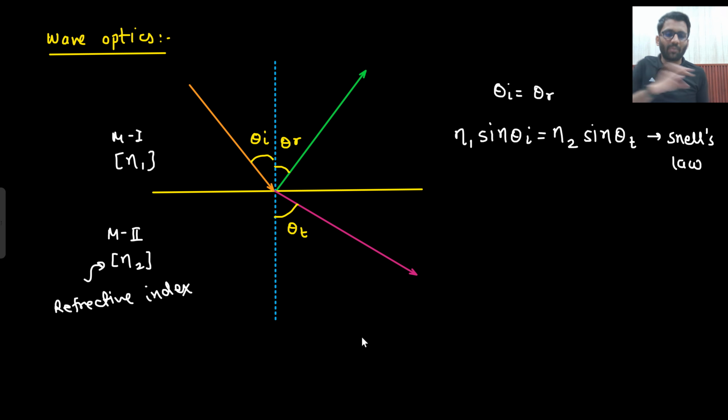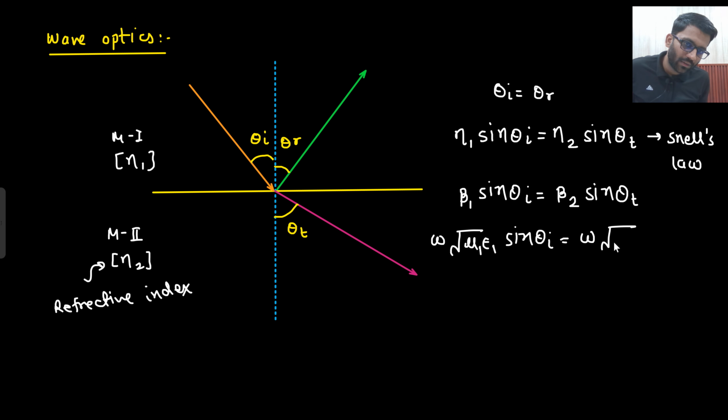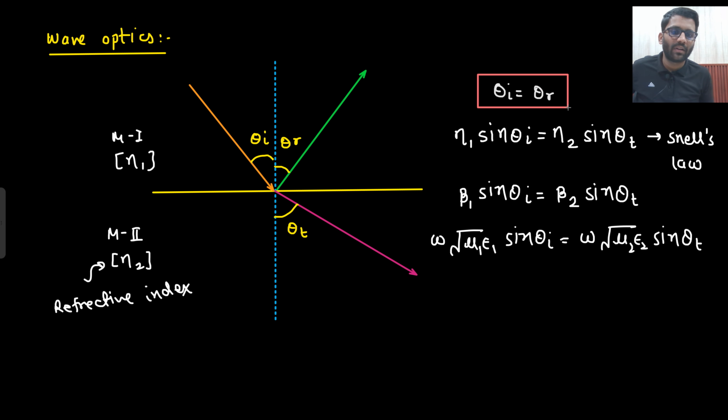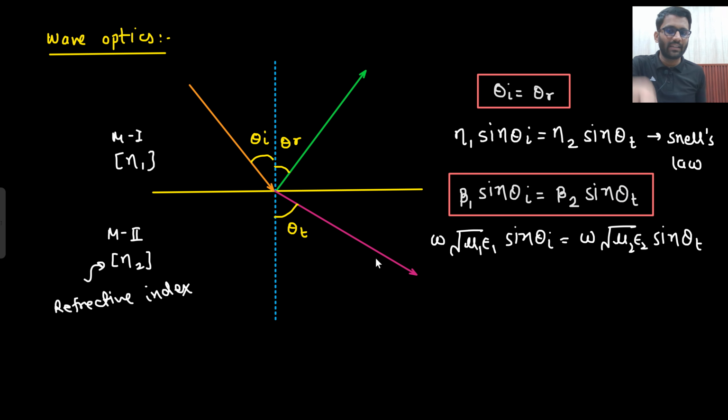But refractive index is not a property of the wave. That's why refractive index will be replaced by beta. So you just need to remember this. And what do you know? Beta is omega root mu epsilon. So omega root mu1 epsilon1 sin theta i is equal to omega root mu2 epsilon2 sin theta t. This law you should remember: beta1 sin theta i is equal to beta2 sin theta t. That's it. And we can break it out. Omega will always be the same. What did I say? Omega never changes. So omega gets cancelled out.